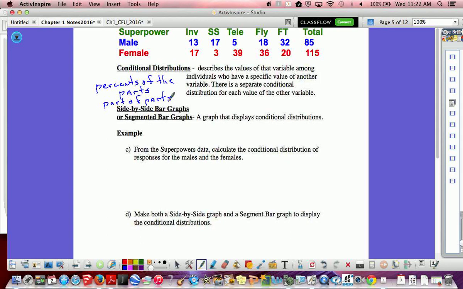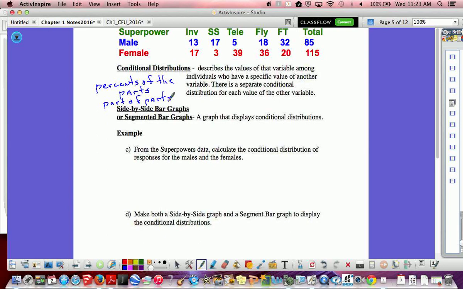I could also say, well, what's the distribution of males and females just on invisibility? So what percent of males prefer invisibility versus females that prefer invisibility? And I'm just looking at that. So there's two different ways that I could do the conditional distributions. Being able to know which one is which is important. Now, with conditional distributions, you're going to start to compare groups of people or different categories.